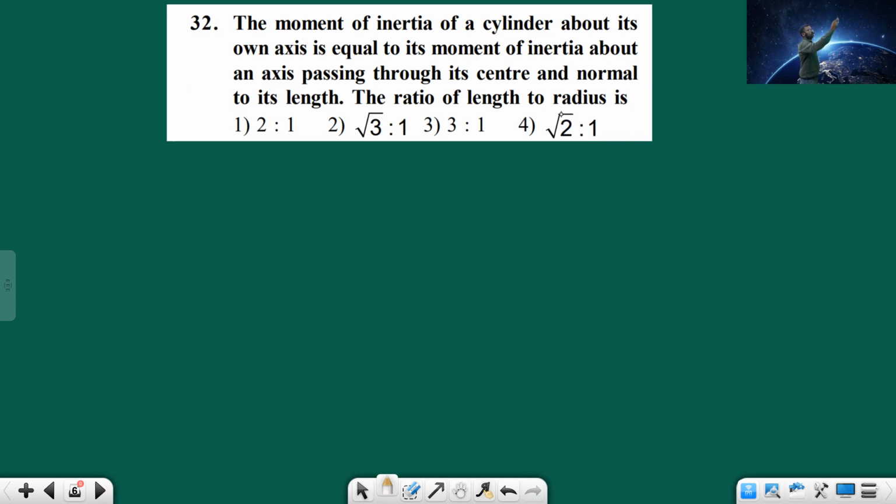So the moment of inertia of a cylinder about its own axis. I'm treating it as a solid cylinder only. So the moment of inertia of a solid cylinder passing through its own axis. Do you know? Anyone in the class, can you respond?